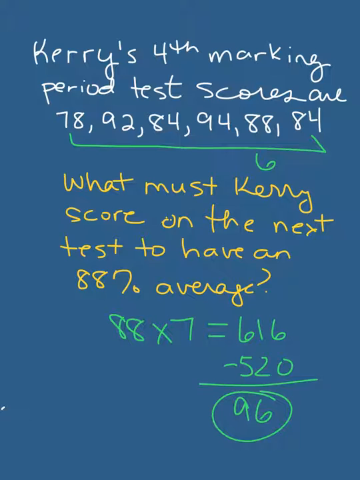Now, in a testing situation, you could double check that. Take your 6 values that you already have, add your 96, divide by 7, and you should have an average of 88.